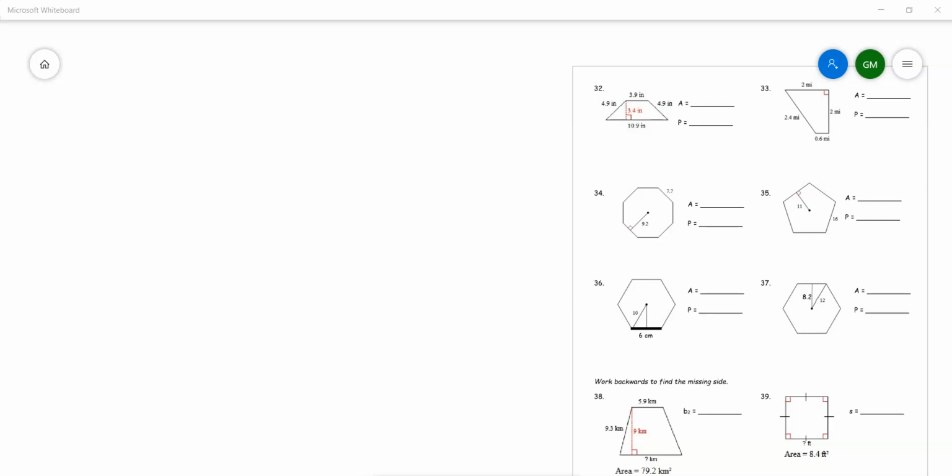So remember, perimeter means we're adding. So let's go ahead and do that. The perimeter for this isosceles trapezoid is going to be 4.9 plus 3.9 plus 4.9 plus 10.9.